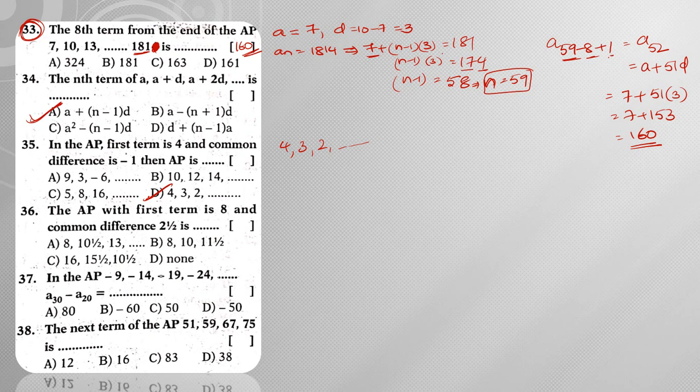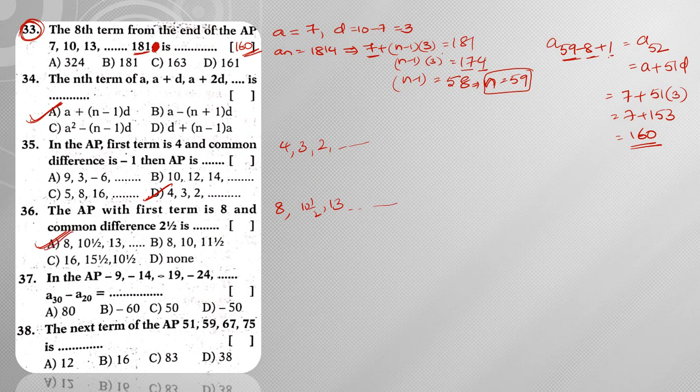The AP with first term 8 and common difference 2 and a half. So 8 plus 2 and a half is 10 and a half. So 10 and a half plus 2 and a half: 10 plus 2 is 12, plus 1 is 13. So likewise we are going to get the answer. So 8, 10 and a half, 13. So that would be the answer.